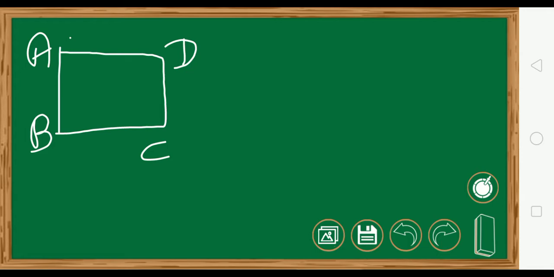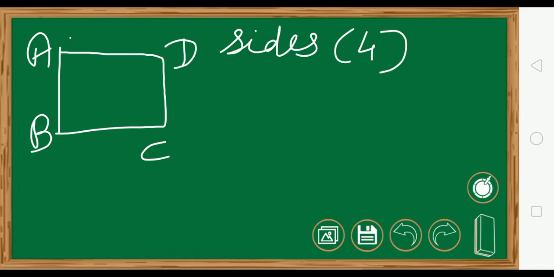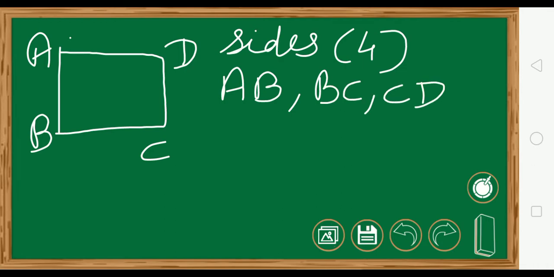Which are the four sides? The four sides are AB, BC, CD and DA or AD. You can write anything. You can write DA, you can write AD. You can write AB, you can write BA. You have studied that segments can be named in either of the two ways. Okay. So these are the four sides.